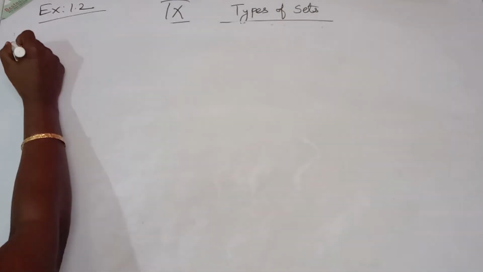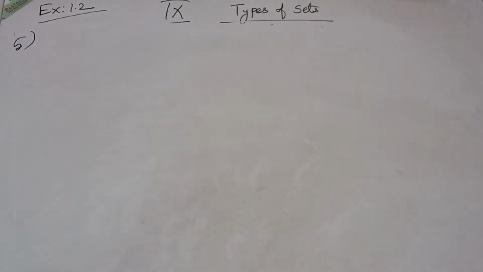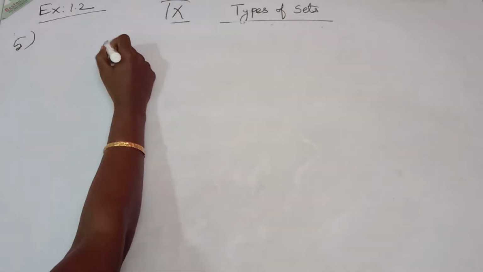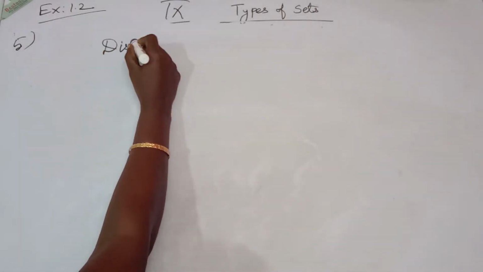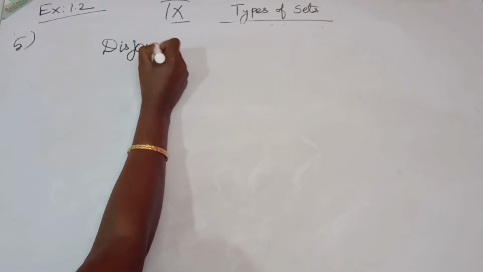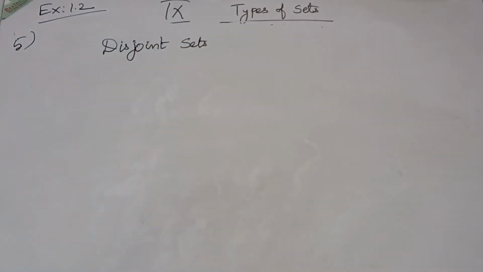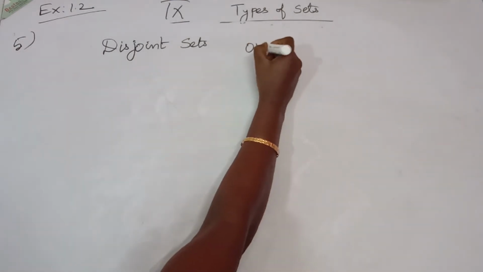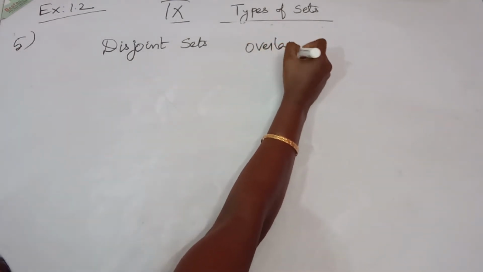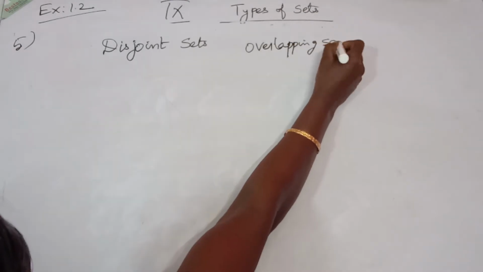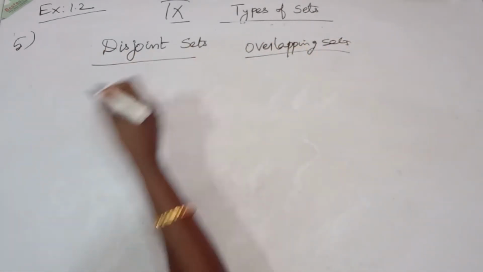In this video, we are going to see the fifth problem in exercise 1.2. Before that, we have to see about disjoint sets and overlapping sets. What are disjoint sets?